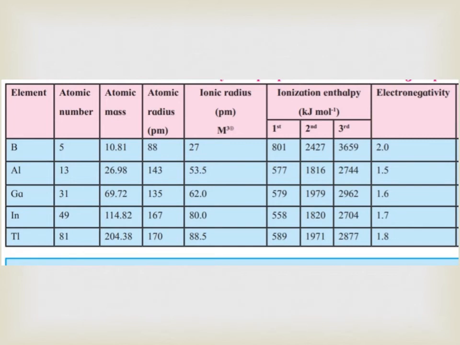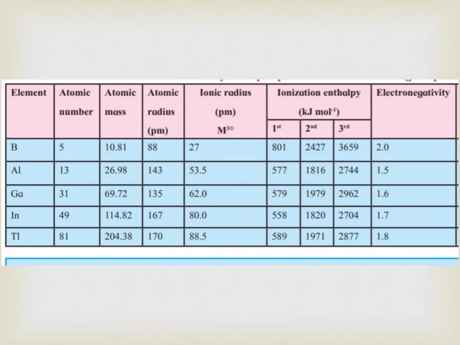Now let us talk about the atomic radius. You can see that the atomic radius of boron is 88. The atomic radius of aluminium is 143. But the atomic radius of gallium is 135. Ideally, the atomic radius should be larger than that of aluminium, but it is not the case.